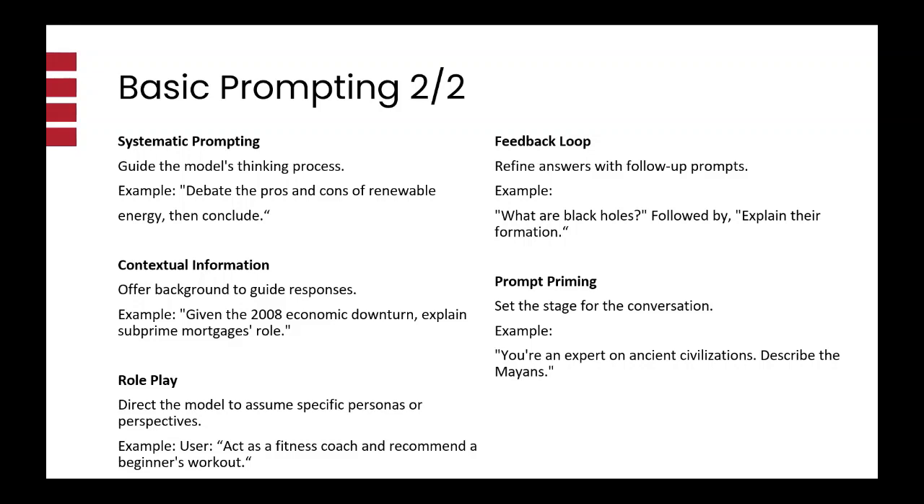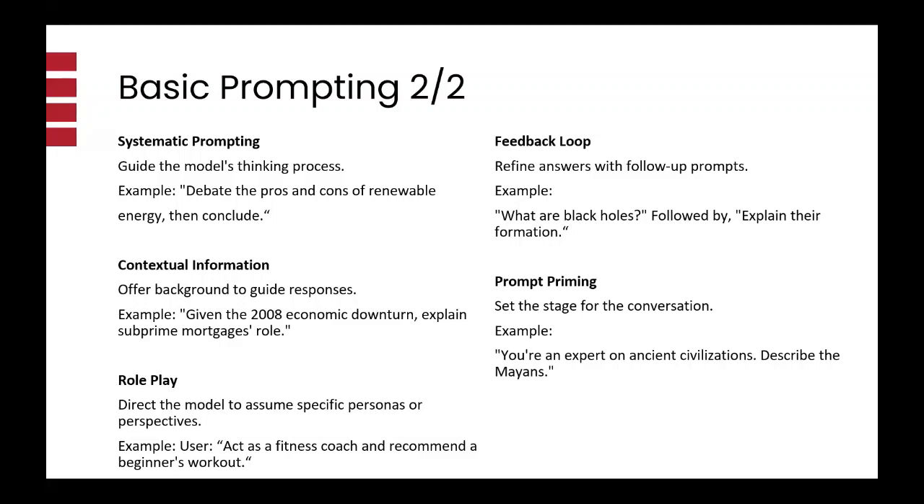The next one is systematic prompting. This one is to guide the model's thinking process. We have given an example here. Debate the pros and cons of renewable energy, then conclude. So the AI needs to think about the process that it needs to follow. First, it will list the pros and cons, then it would give you a conclusion. Then contextual information we have already discussed. That is a very important thing.